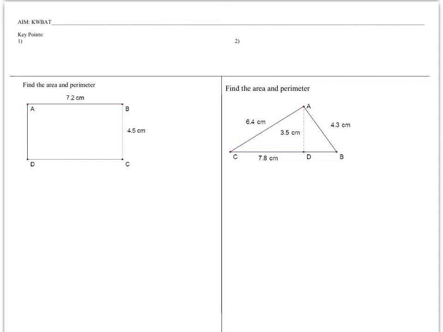Today's aim, we're going to be able to find the area and perimeter of triangles, rectangles, and circles. I'm going to put an asterisk mentally next to circles because we don't call the perimeter of a circle perimeter. We're going to talk a little bit more about that later. All right.